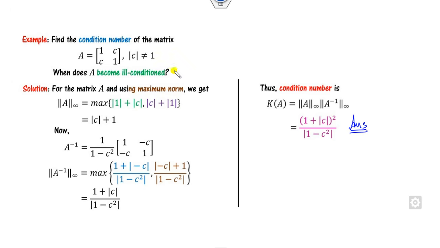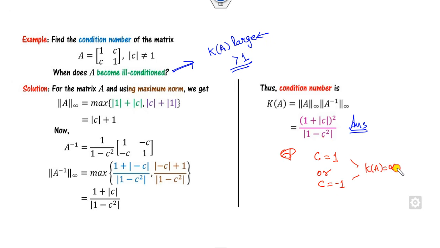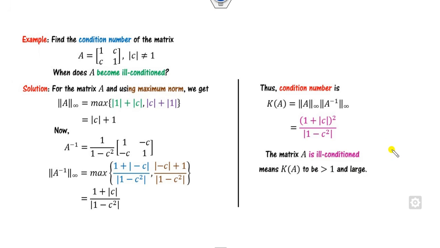Now when will it be ill-conditioned? Ill-conditioned means your condition number will be very large, much greater than 1. So when will it be a large number? You can see that when you take c as either 1 or minus 1, in both cases your condition number becomes infinite, that is, a very large number. So the possible values of c are exactly 1 or minus 1, or mod of c approximately 1, and then the matrix becomes ill-conditioned.